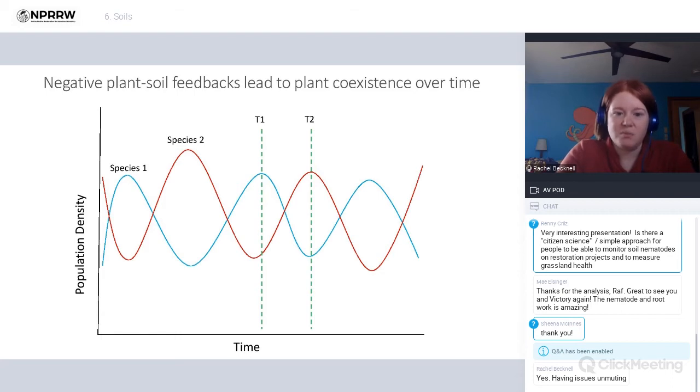Whereas for species 2, because it's not very dense, its soil pathogens that like to attack its roots are also not as dense, and so its numbers are able to increase. So that at T2, you have a much more dense population of species 2 and far fewer species 1 because its offspring were being so heavily impacted. And so it's this fluctuation of the population density of these two species over time that should allow for them to be able to coexist.